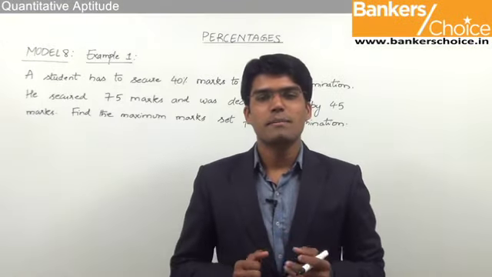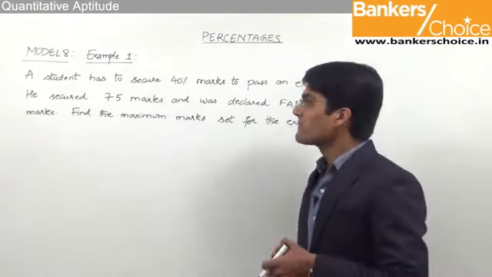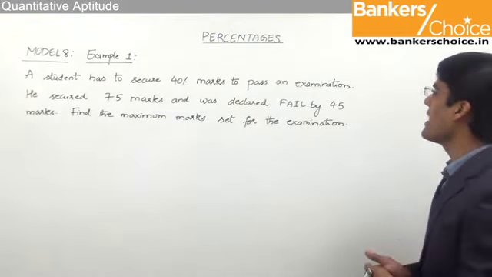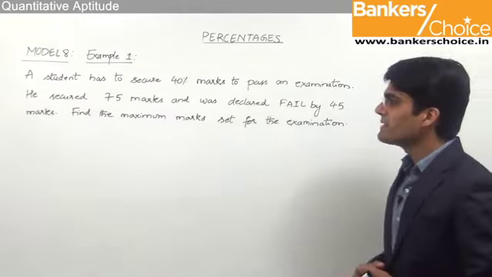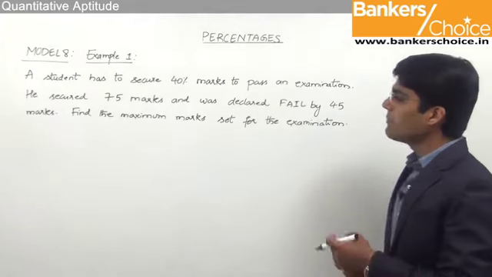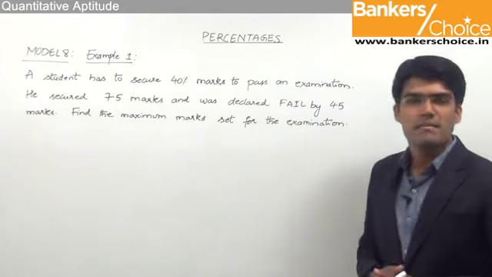Let us now take some typical examples from percentages. Let us look at the first question. A student has to secure 40% marks to pass an examination. He secured 75 marks and was declared fail by 45 marks. Find the maximum marks set for the examination.